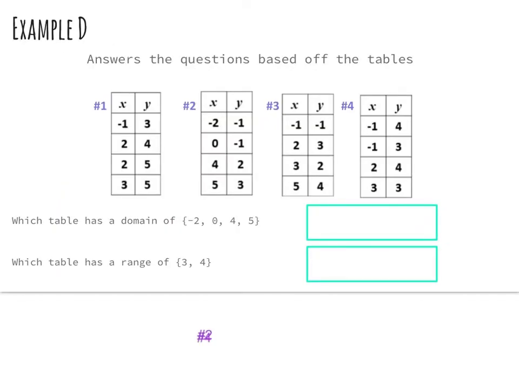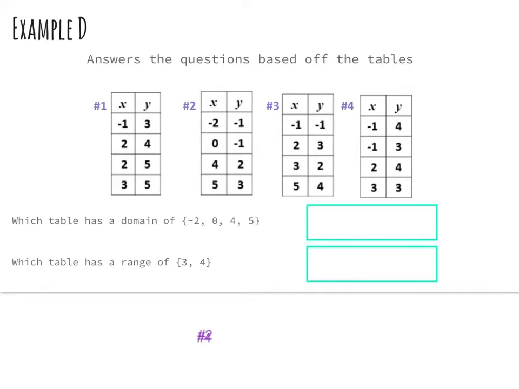Now in example D, they've answered the questions based off the table. So they've given us 4 different tables, and they said which table has the domain of -2, 0, 4, and 5, and which table has a range of 3 and 4. The way I'm going to do this is I'm going to look at the domains first to make sure that they have every one of the domains listed.